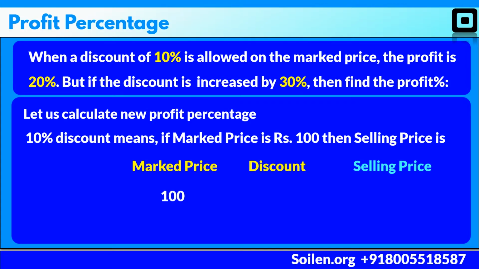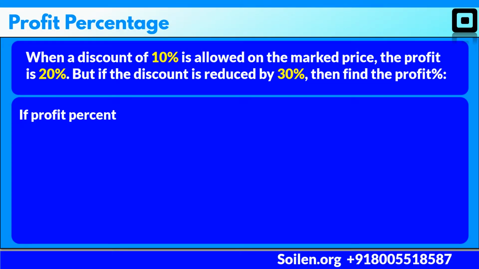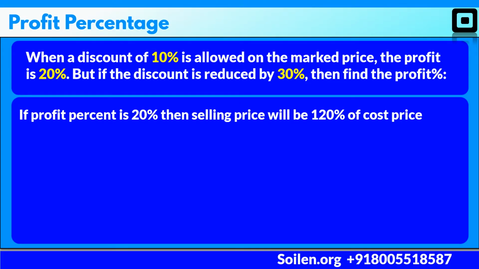Marked price 100 minus discount 10 equals selling price 90. And if discount is 13%, then 100 minus 13 equals 87 selling price. If profit percent is 20%, then selling price will be 120% of cost price. Now, we can apply the unitary method faster.